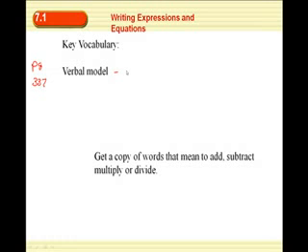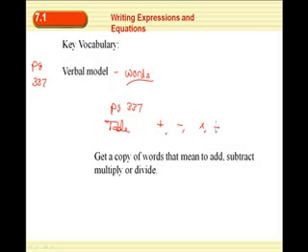Okay, verbal model. A verbal model takes algebra problems and puts them in words. Words are used to express a problem, and then your job is to change the words into symbols and letters and numbers. So on page 337, I want you to write the table of words there that mean addition, subtraction, multiplication, and division.